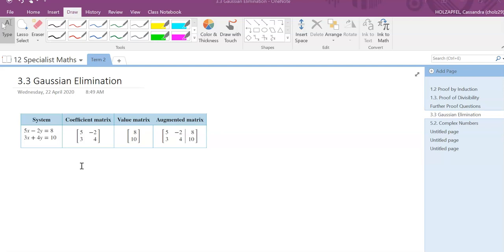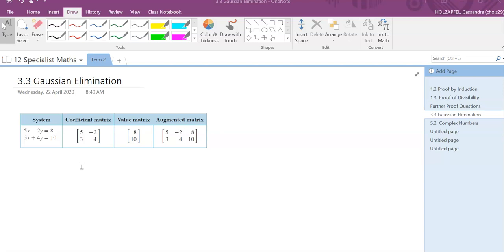So just as a quick review about what the goal of Gaussian elimination is, the whole idea of Gaussian elimination is we have some sort of system of equations, and what we do is we take the coefficients of each of these variables, so the coefficient here 5 and the coefficient here -2, and then the coefficient 3 and 4, and we pop that into our coefficient matrix. These solutions, or these answers that we get at the end, this is called our value matrix.